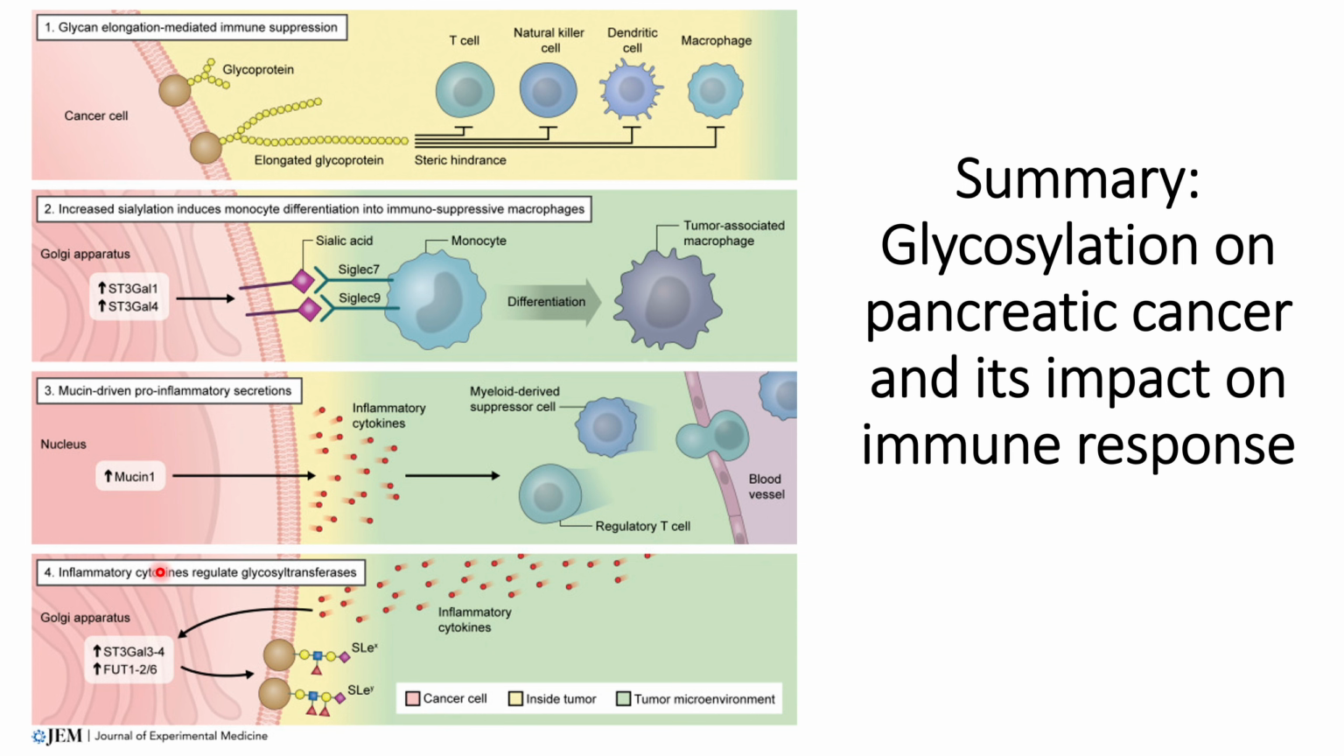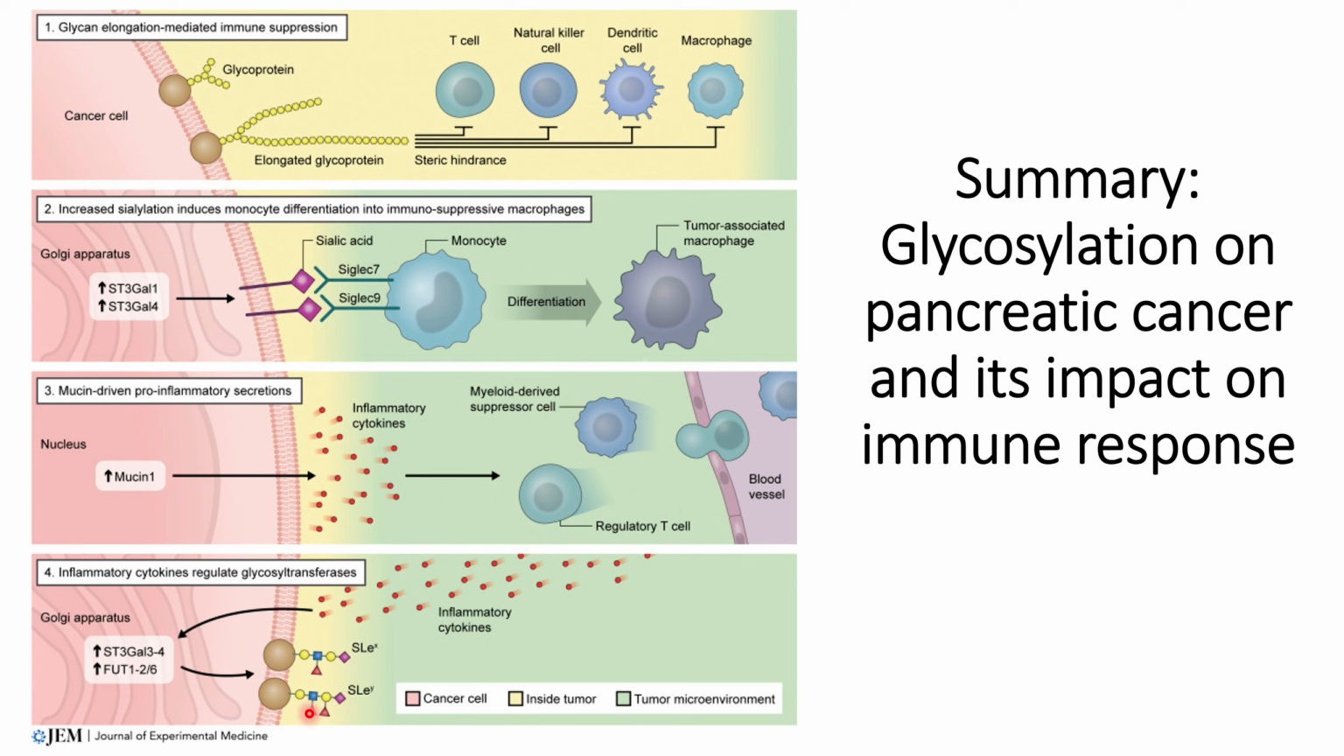The last one is that inflammatory cytokines have a reverse impact and regulate the glycosyltransferases. Inflammatory cytokines in the tumor microenvironment cause upregulation of enzymes such as ST3-GAL3 and ST3-GAL4, and also FUT1, FUT2 to FUT6. The upregulation of these enzymes leads to the formation of aberrant sialic acid structures, which are commonly expressed in pancreatic cancer cells, such as Lewis X, sialyl Lewis X, and sialyl Lewis Y structures.